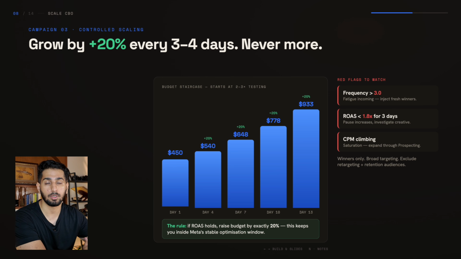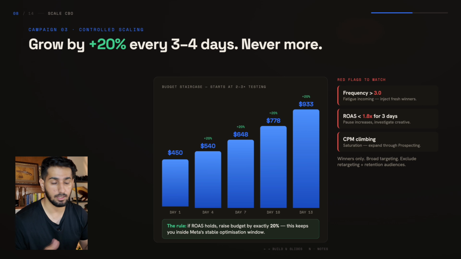Number 2, if your ROAS drops below 1.8 for 3 consistent days, you want to pause the budget increases and you want to figure out what the problem with the creatives is. And number 3, if your CPM climbs above your threshold, whatever threshold is based on your product and your pricing, your audience saturation is going to hit soon, which means you want to expand your cold campaign testing. Right? Very simple, very straightforward.